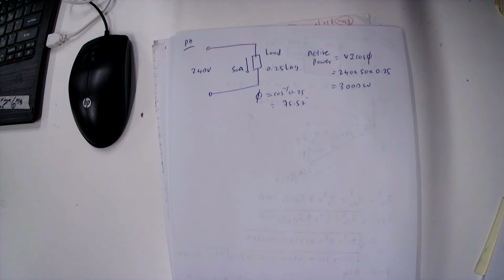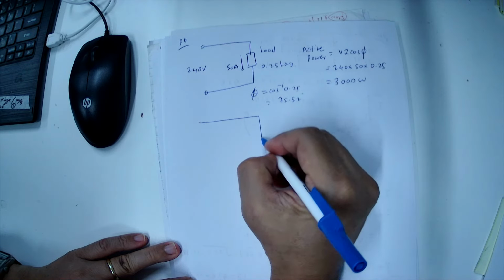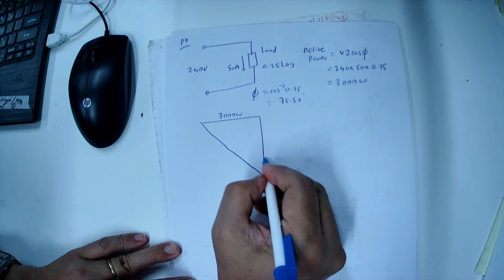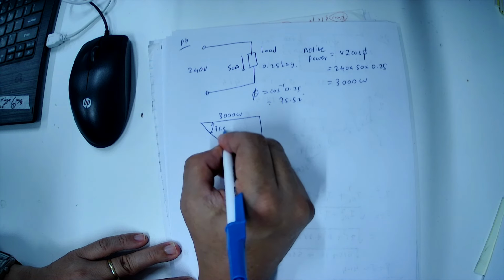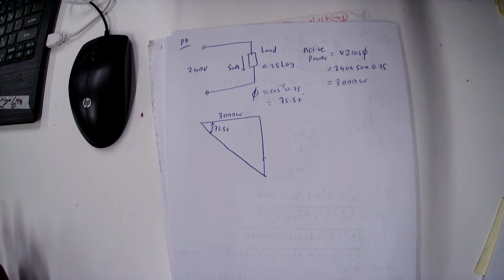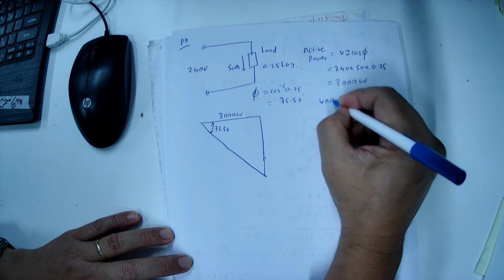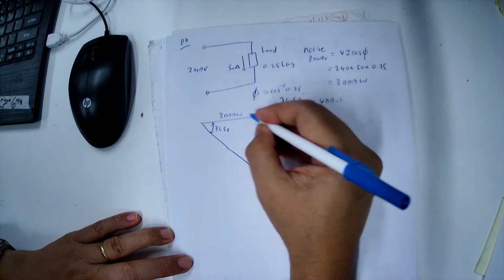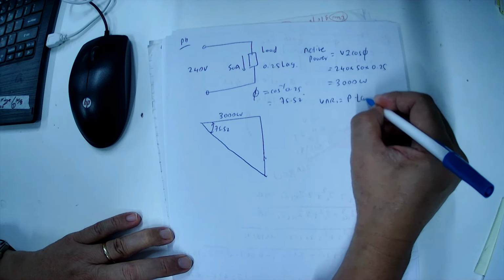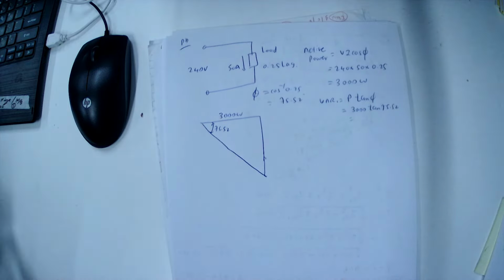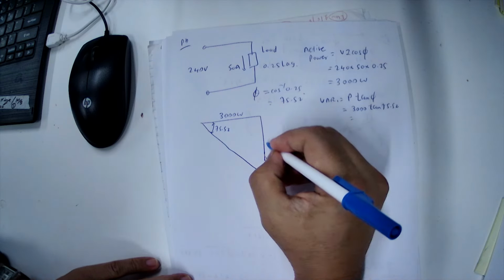So this is the original angle. In this case, we can draw the power triangle. Original power is 3000 watt and the angle is 75.52. Now we have to improve the power factor, so we also calculate the original VAR, Q1. How can you calculate it? Power into tangent phi. The power is 3000, tangent 75.52, multiply 3000. So this is 11616.